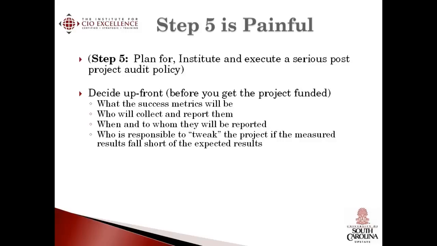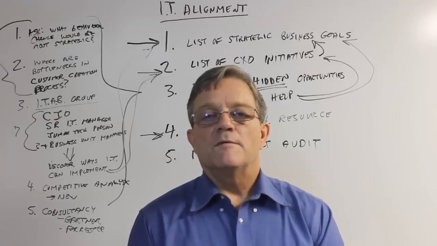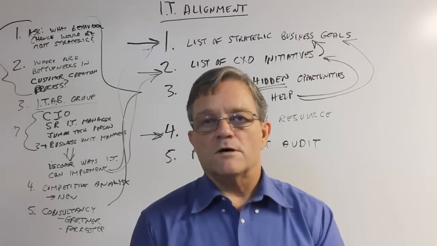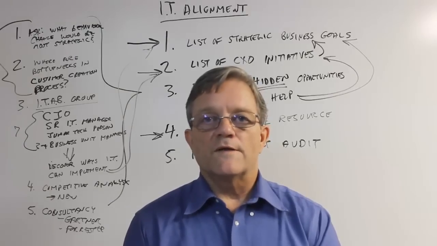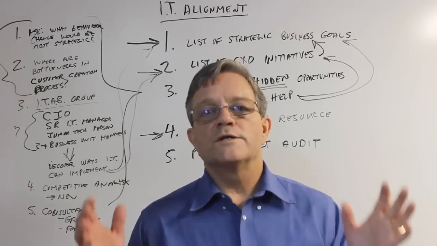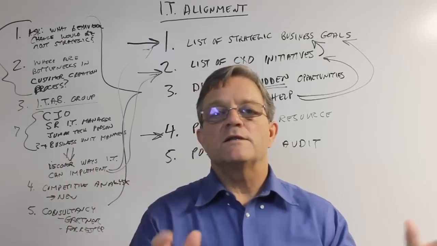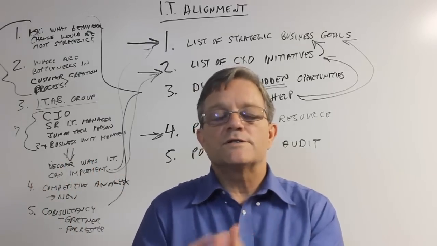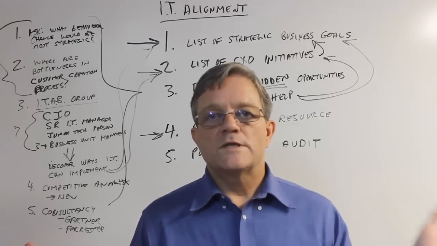And then who is responsible to tweak the project if the measured results fall short of the expected results? Here's the real value in the project. If you're not doing the post-project audit phase of IT alignment, you're likely to make the common mistake of, once an IT project is implemented and working properly and in the hands of the users, IT sort of washes their hands of it and goes, we're done. That's wrong.